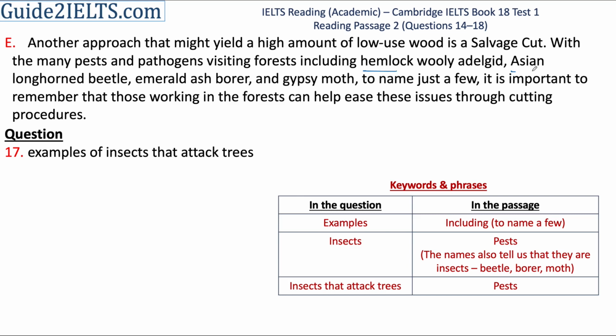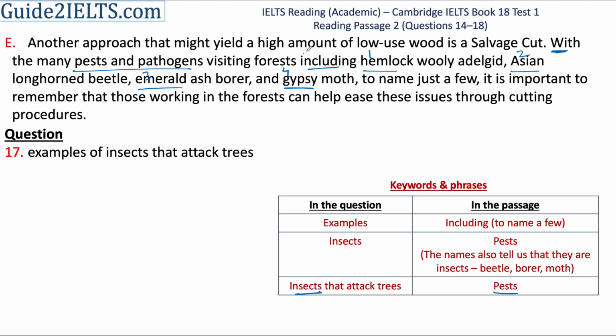I read about sick or diseased trees. I read about pests and pathogens which harm these trees. And some names of insects were also mentioned. So what I do is I immediately go to paragraph E and make sure this is the answer. So what we have here is, with many pests and pathogens visiting forests, including, and this is followed by 4 names: beetle, borer, moth. So these are the examples of insects that attack trees.